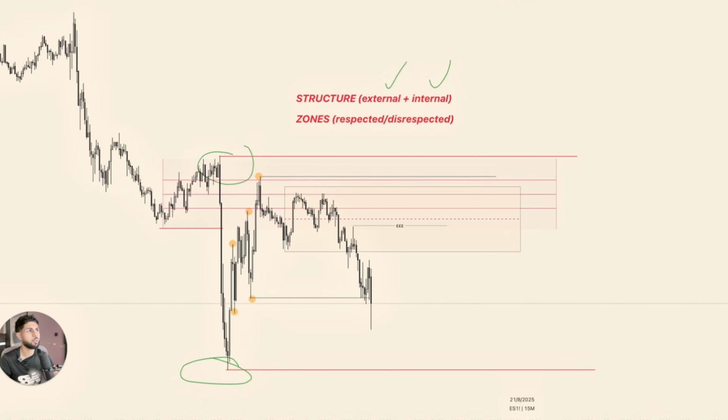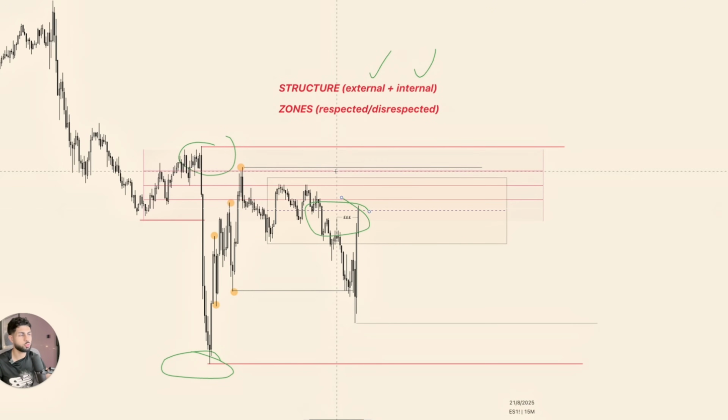So now my game plan for the day would be for price to sweep this and then make a lower internal low as we creep down towards here. And let's see what happens. As we can see here, we sweep liquidity and come into this zone. So this is where I can take my short.